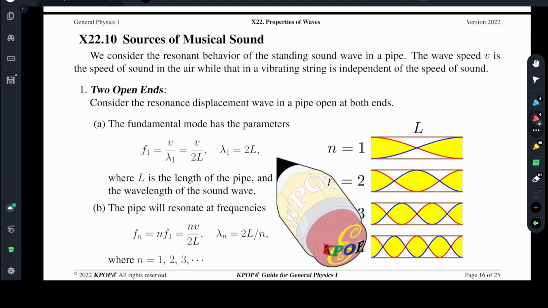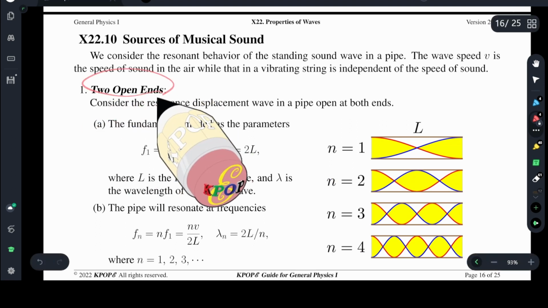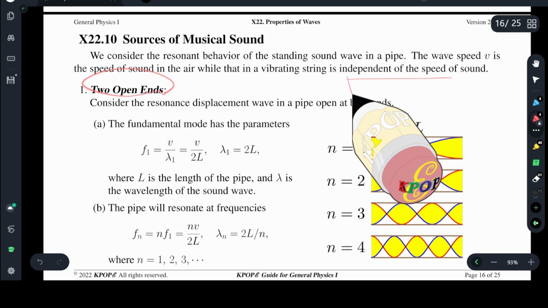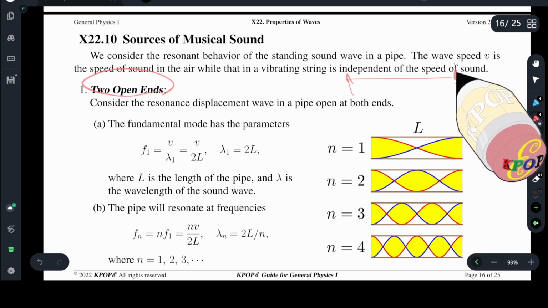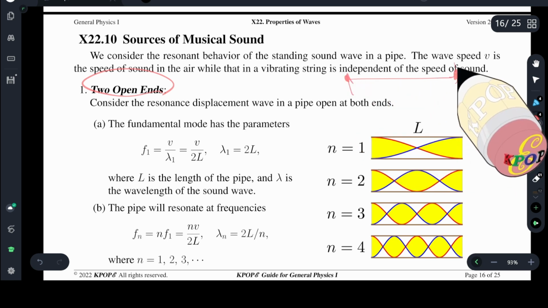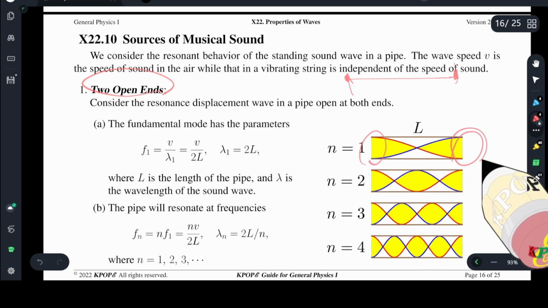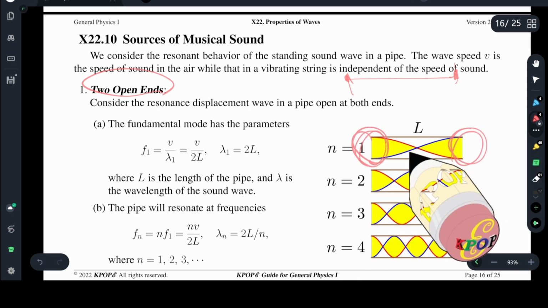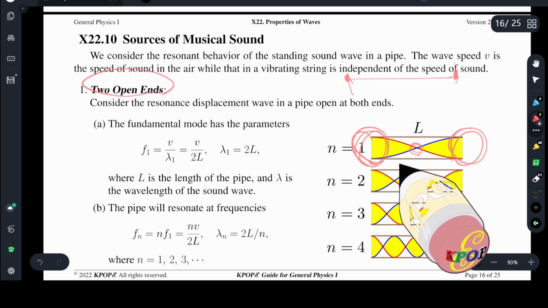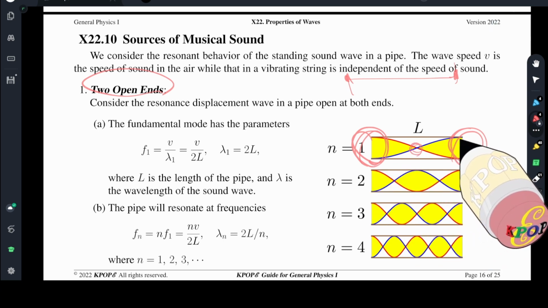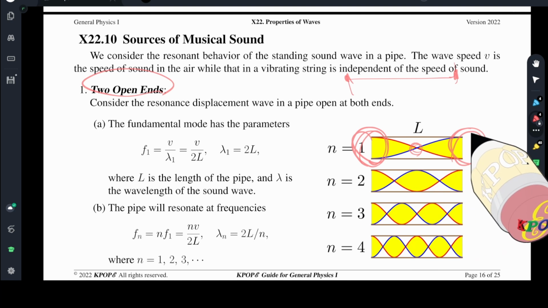This one can be applied to two open ends. Previously, in the vibrating string problem, we used two fixed ends. And these two open ends have an antinode here, the node is in here. And this is a wave function. It is not a derivative wave function.